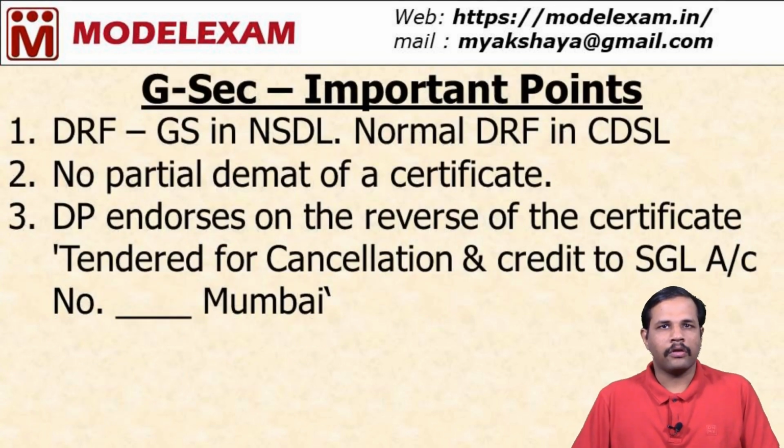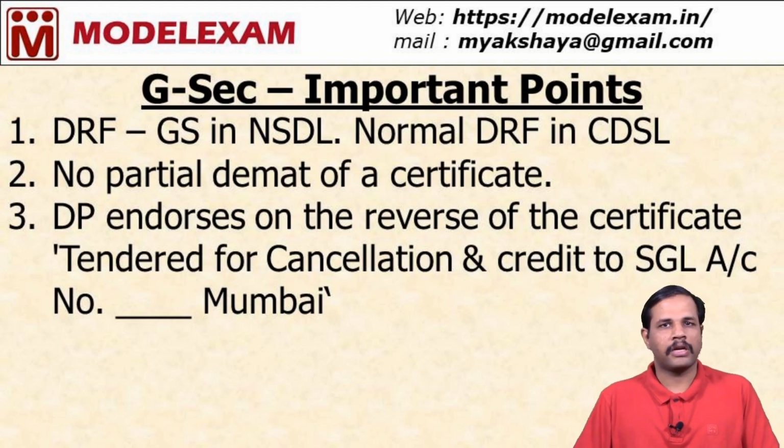Demat of government securities, a few more important points. In the earlier slide we have seen the process for dematerialization of government securities, and you should understand that the various timelines remain the same as in dematerialization of shares. Here we are going to see a few other important points. In case of NSDL we have to use DRF-GS, which is a separate form, whereas in case of CDSL the normal demat request form can be used.